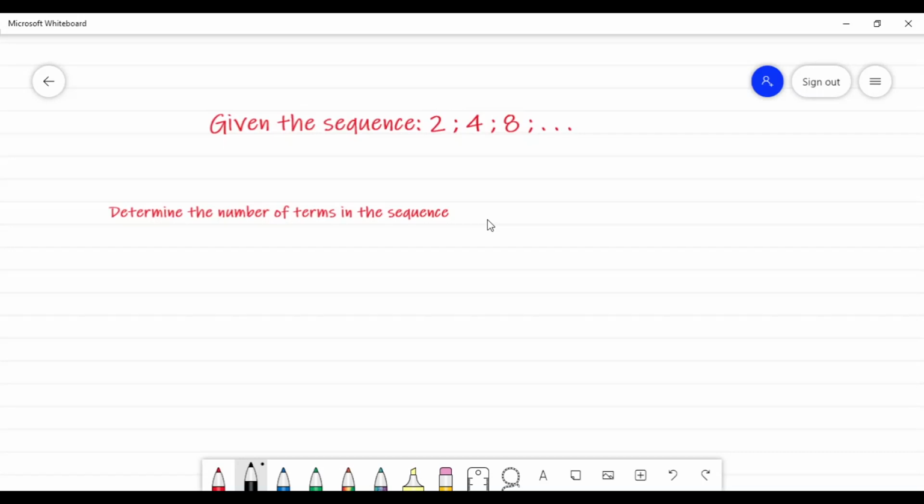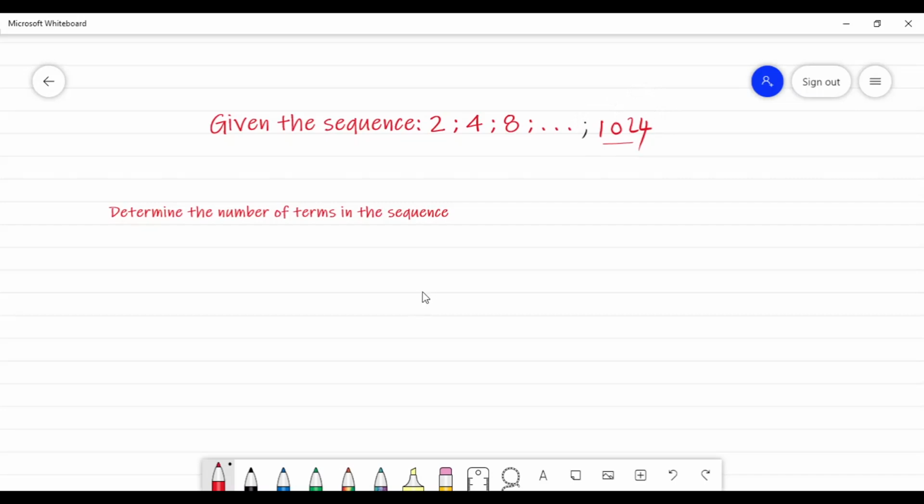Sorry guys, I actually forgot to put something here. So we are given a sequence 2, 4, 8, and the sequence ends at 1,024. Now, since we know that this is where the sequence ends, the question asks us to determine the number of terms in this sequence. How many terms are there in this sequence? We need to determine that.